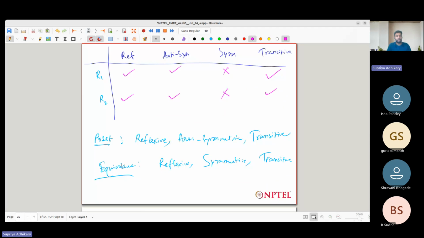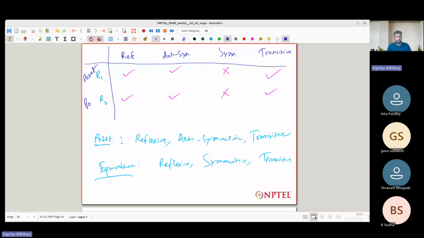And also, as you can see earlier, both R1 and R2 are reflexive, antisymmetric and transitive. That means that both of them are posets. So this is a poset and this is also a poset. And none of them are equivalence relations.